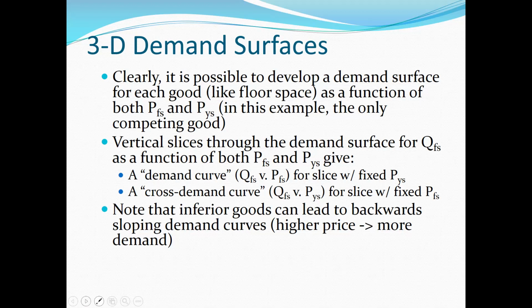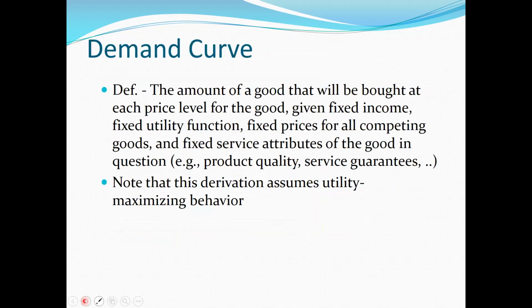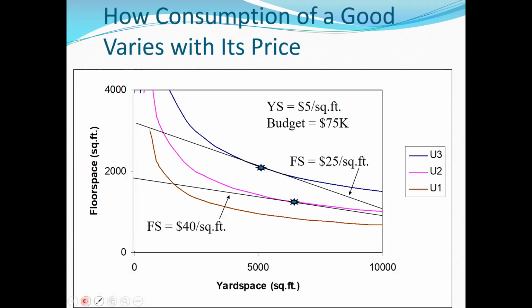Because see, what happens is that if you go back to the utility function that I showed you, I changed the price of floor space in this example, and you came down from U3 to U2. Because you came down from U3 to U2, what did you do here? You couldn't buy as much of the floor space, but what happened to the yard space that you would buy now to be at U2 at the same budget?